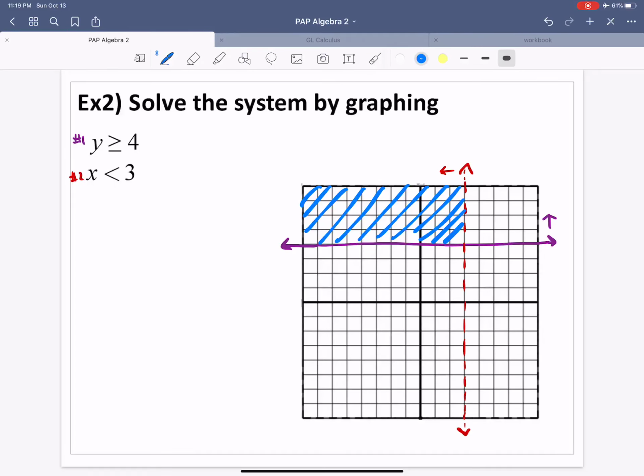And again, what that region represents, it represents all the combinations of x and y, all the coordinates, the x and y combos that make both inequalities true at the same time. Okay?